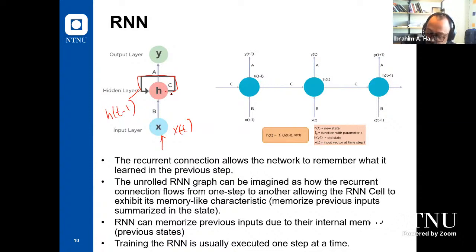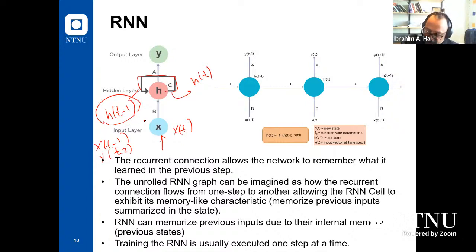And I will use this one for calculating or updating ht. So just imagine that ht minus 1, each time, is the memory, in fact. This is the context which we will keep in mind from the previous inputs. Because now you have xt. What about xt minus 1? What about xt minus 2? All that information will be embedded in this ht minus 1, right?